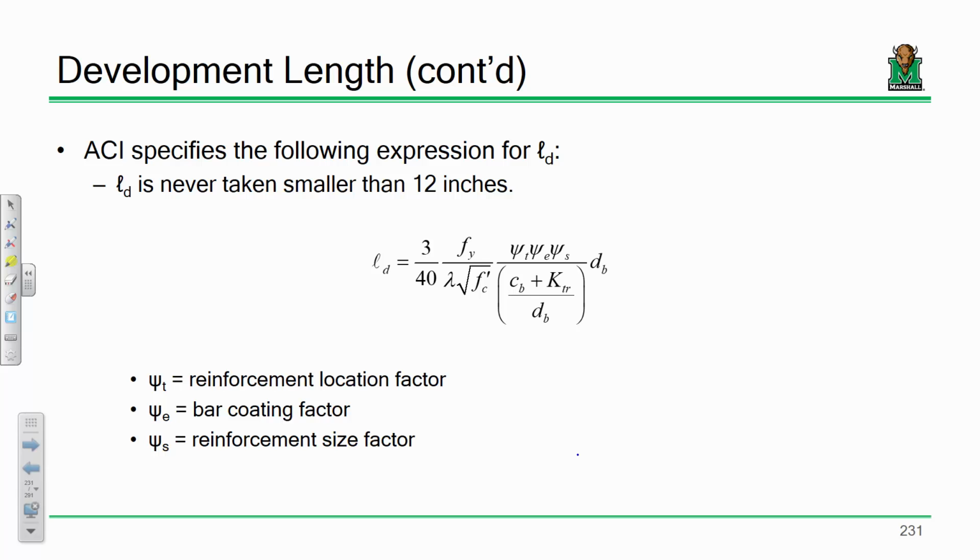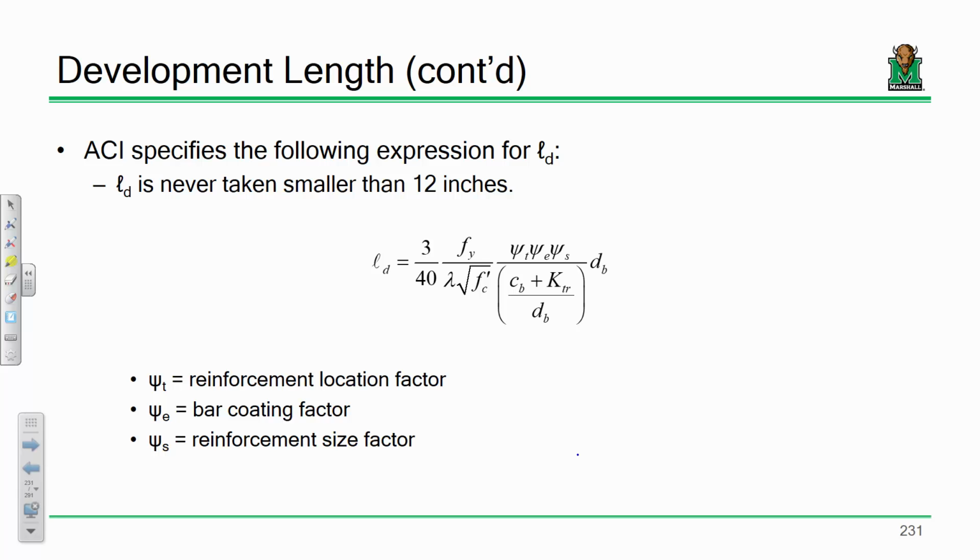A quick example is, how many of you have ever seen epoxy-coated rebar? That rebar with that green rubber coating. Well, that rebar is a little more slippery, right? So if you were using epoxy-coated rebar, do you think your development length would have to be longer or shorter? Longer. So if you have epoxy-coated bars, do you think your psi e value is higher than 1 or lower than 1? Higher than 1. You're going to see that here in a second, and I think you'll see where this is coming from.